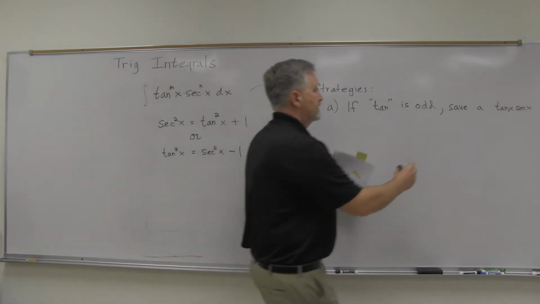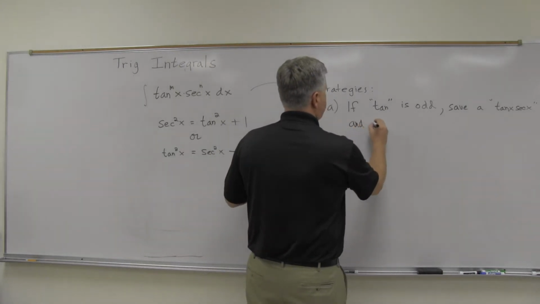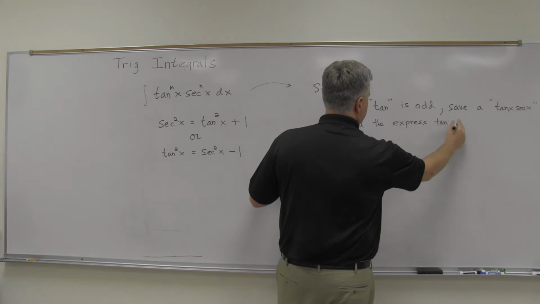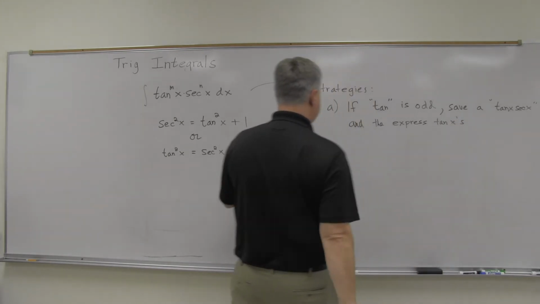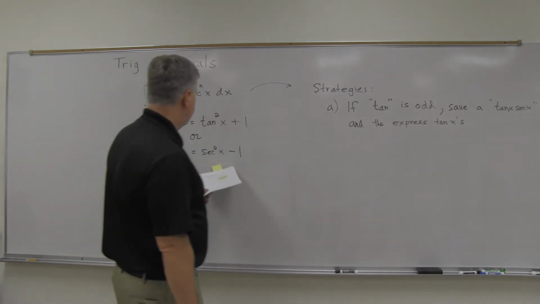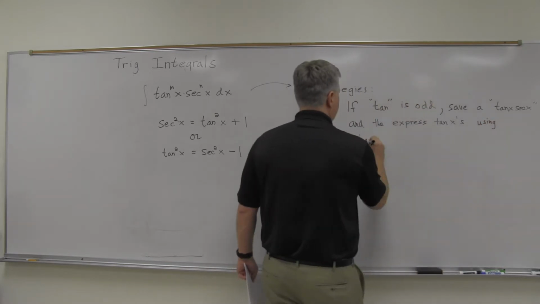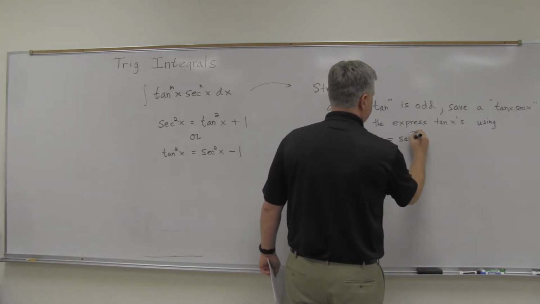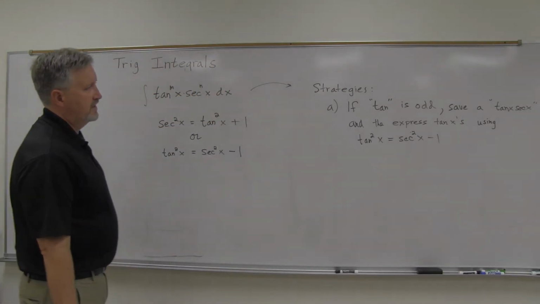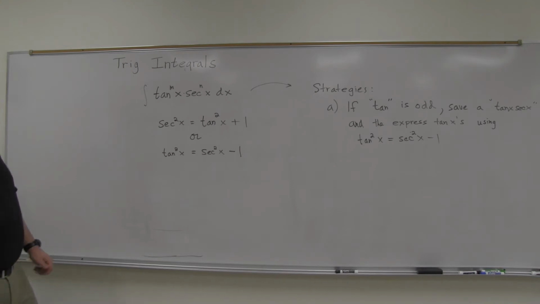That just means put it over there with the dx, and then express the remaining tangent x's using the trig identity tangent squared equals secant squared x minus 1.